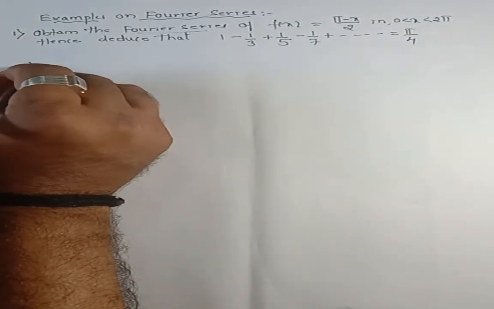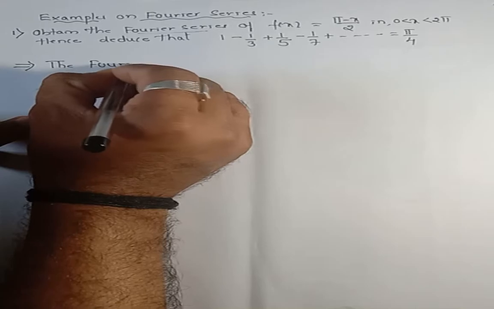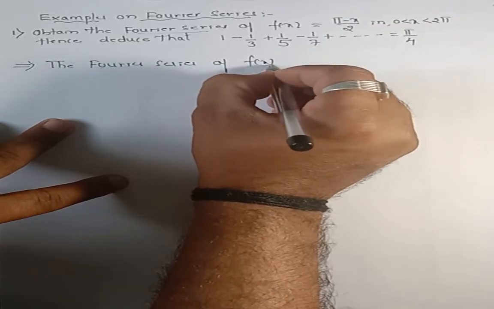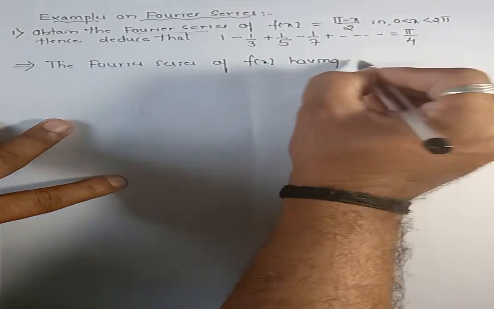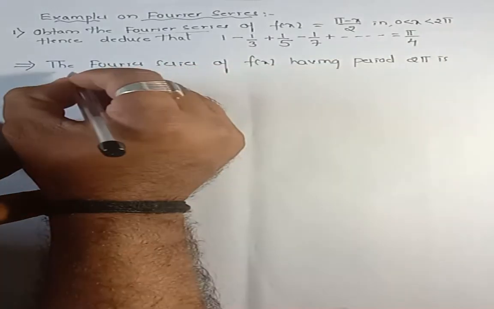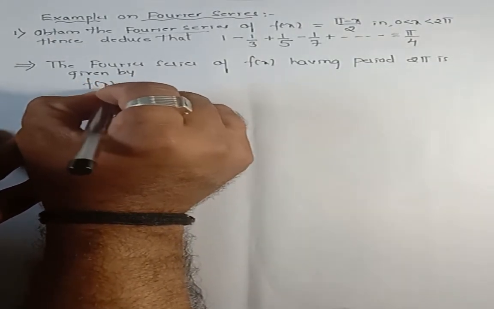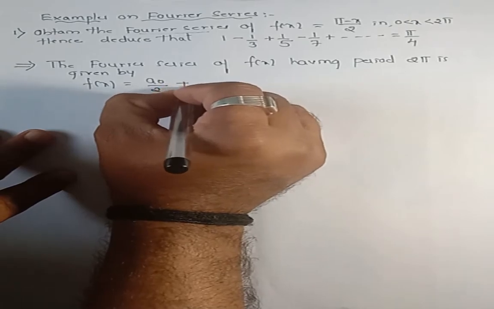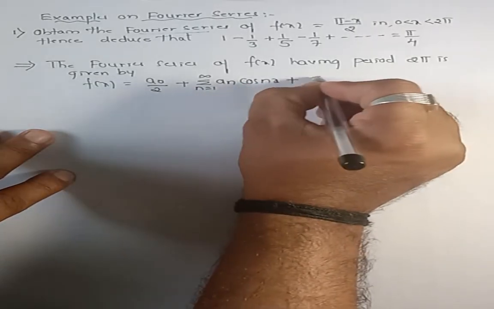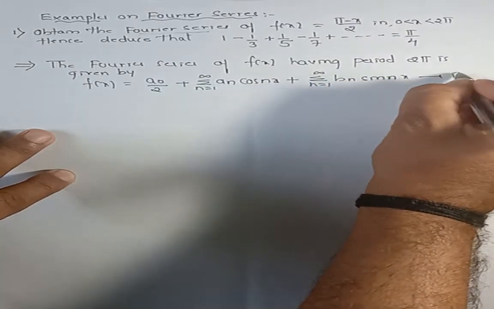like this, that is the Fourier series of f of x having period 2 pi is given by: f of x is equal to a naught by 2 plus summation n from 1 to infinity a n cos nx plus summation n from 1 to infinity bn sin nx. Let me call this equation 1.